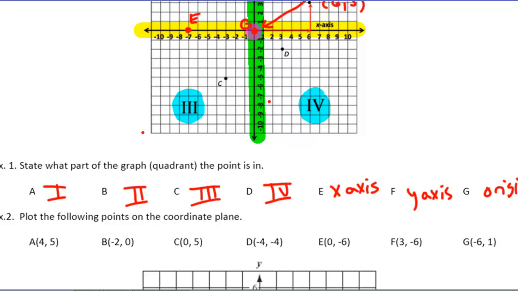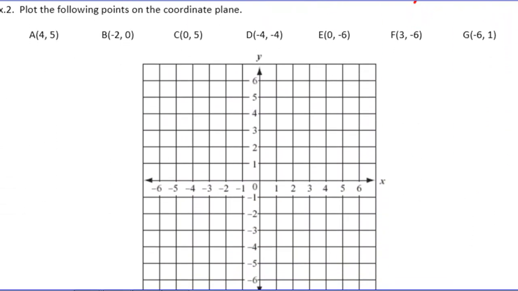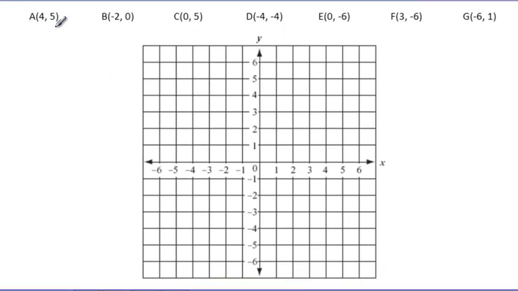Alright, moving on. So for example 2, we're asked to plot the following points. And there's a whole bunch of them here. So let's go ahead and take a look at these. Again, in an ordered pair, x is first and y is second. So this tells us how to move from the origin. So we start at the origin. I have the point 4, 5. So that tells me I go over 4 and then up 5. That is the point for A.